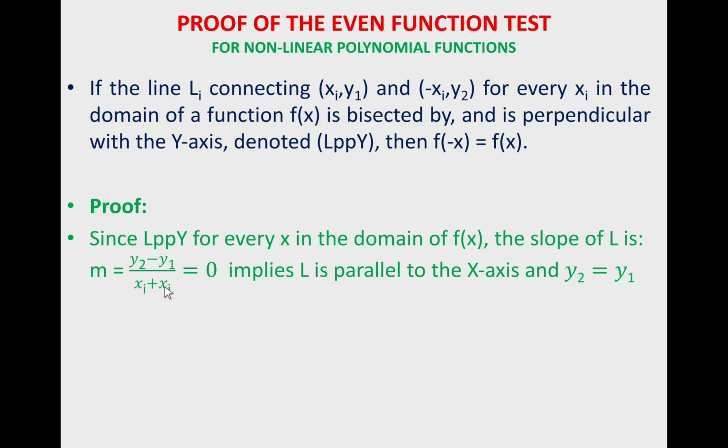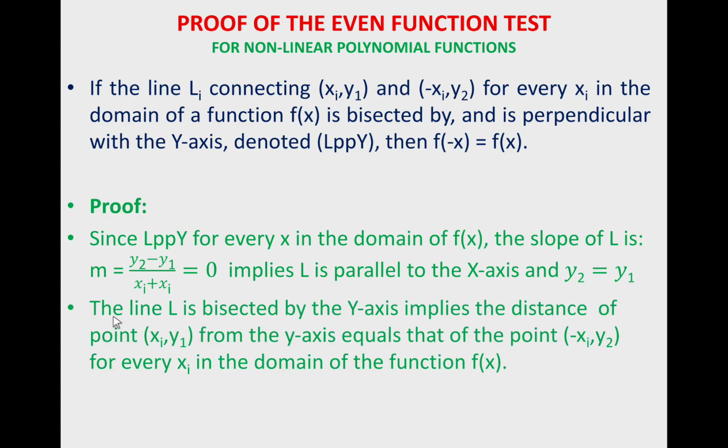Now one point that we have to emphasize here. We said the line L is perpendicular with the y-axis. But we know also the x-axis is perpendicular with the y-axis. That means the line L must have slope equal to 0. So the slope equal to 0, what does it imply? It implies that y1 is equal to y2, since the denominator cannot be equal to 0. So m equal to y2 minus y1 over x2 minus x1 implies L is parallel to the x-axis and y2 is equal to y1.